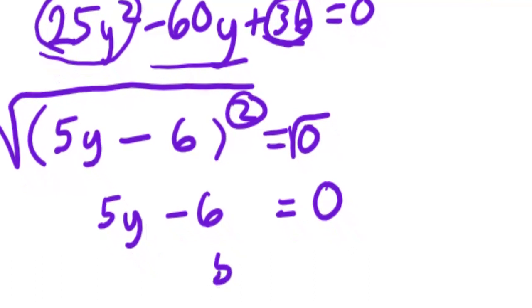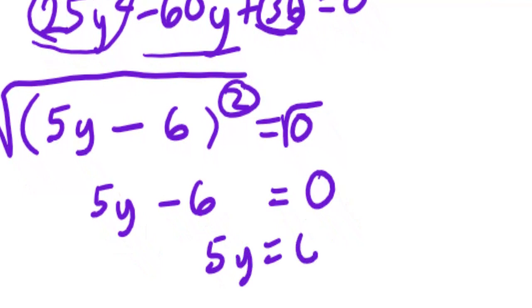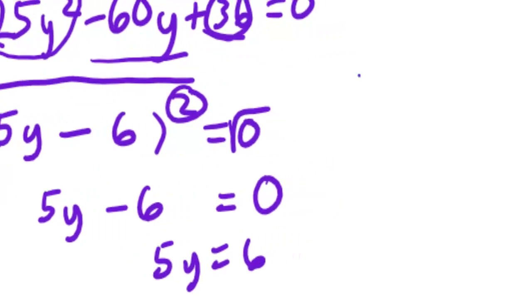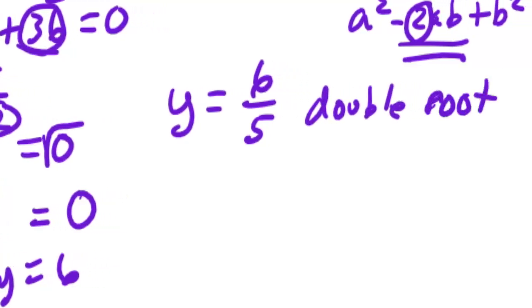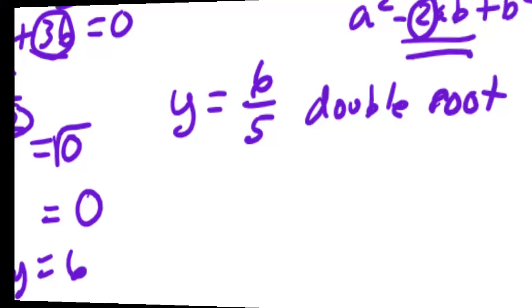Now you continue solving, so 5y will equal 6, and then we divide both sides by 5, and y equals 6/5. And because there's only one answer here, and it came from a perfect square trinomial, we call this a double root. So this graph would actually have its vertex right on the x-axis.